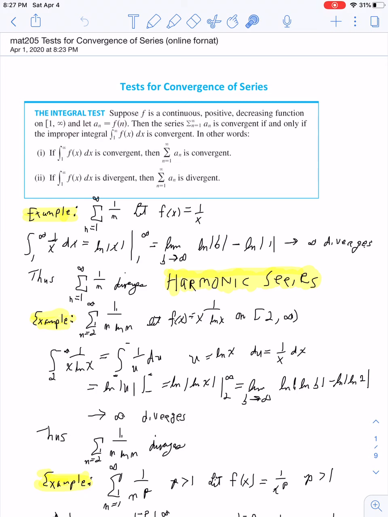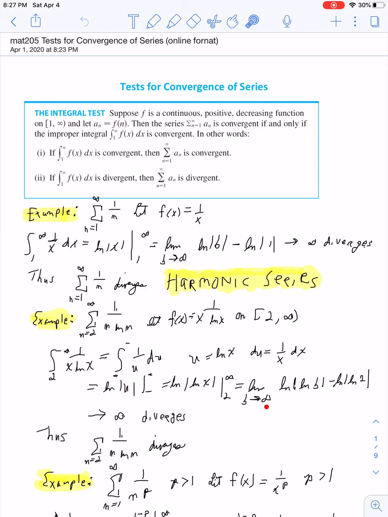So, of course, the integral of 1 over u du is natural log absolute value of u, but u is ln x. So you get natural log absolute value of ln x, and then you're going to evaluate that between 2 and infinity. Well, that's an improper integral, so that's the limit as b tends to infinity of, plug in b, ln b, minus ln 2. Now, the only thing important about ln 2 is that it's a number.